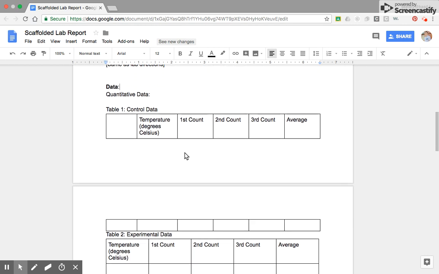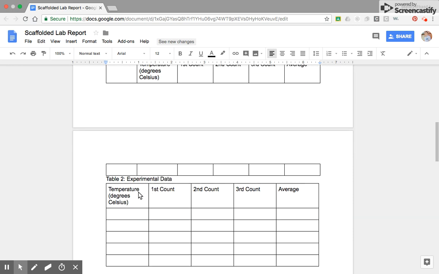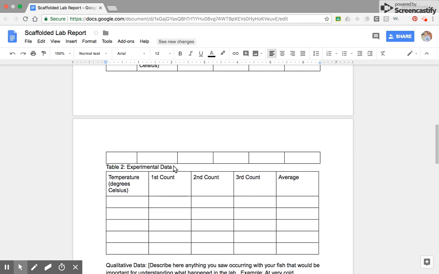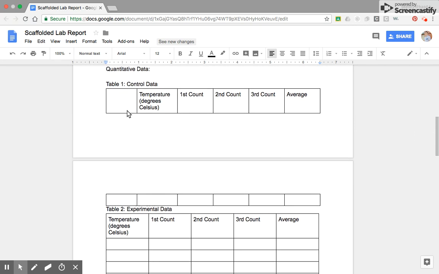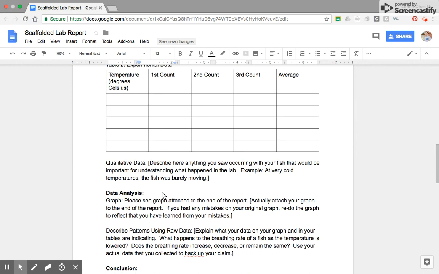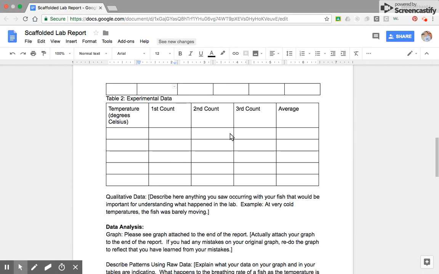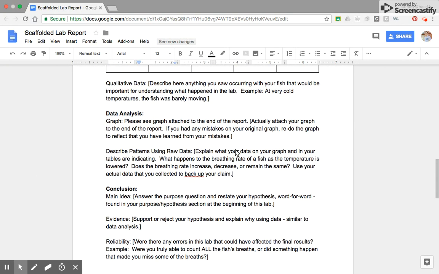Data. This is very important. There's essentially going to be two data tables. First one is your controlled data, and the second one is your experimental data. So make sure that you include your data for both. And as a scaffolded lab, I have this already built for you so that you can go in and just insert your data and move on. So you don't need to construct data tables on this first lab. In the future, you probably will be asked to make data tables.